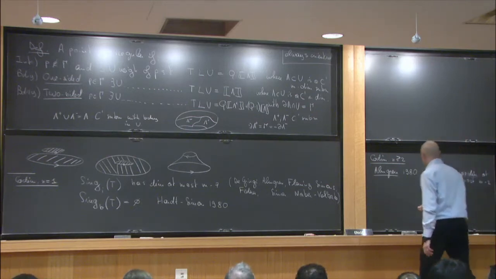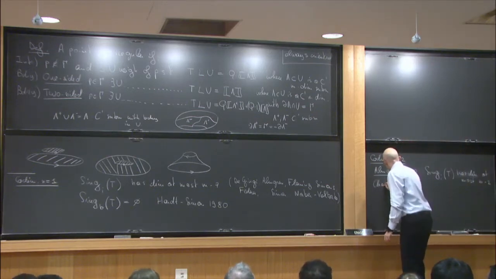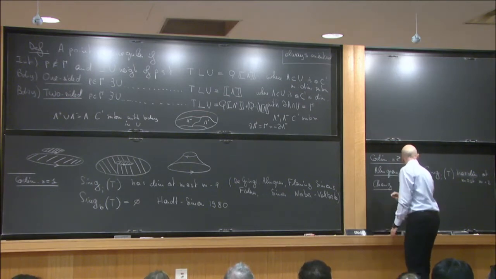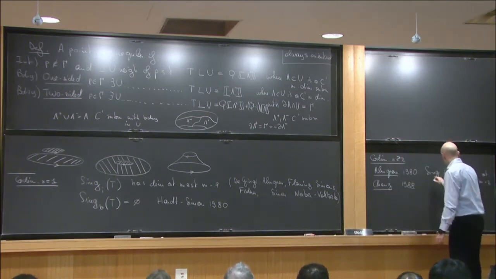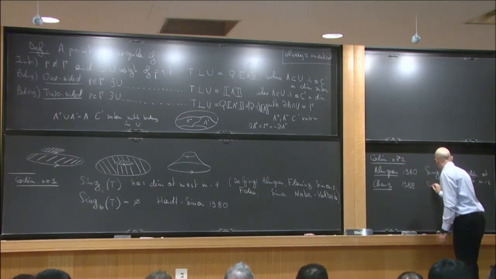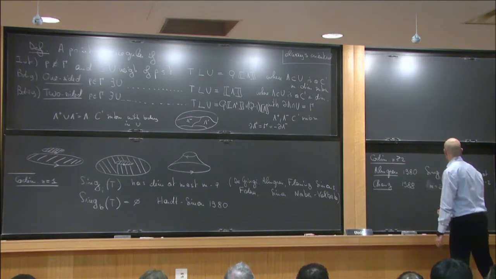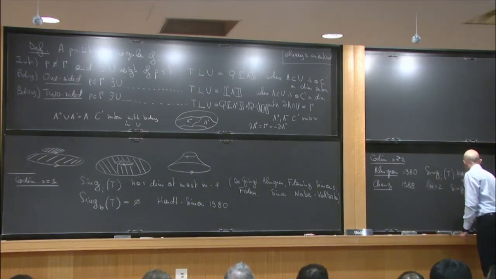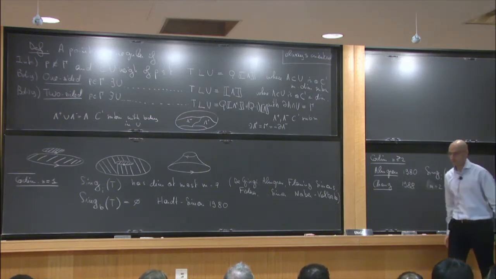And Chang in 1988 proved that in the case of m equal 2, so in the first case where singularity might occur, the set of singular points is discrete. So interior singularities are isolated.